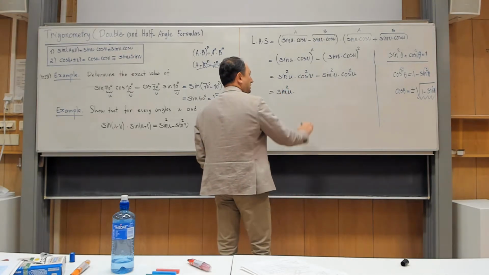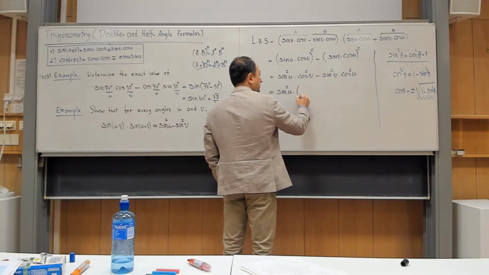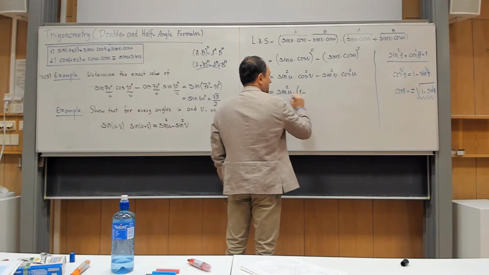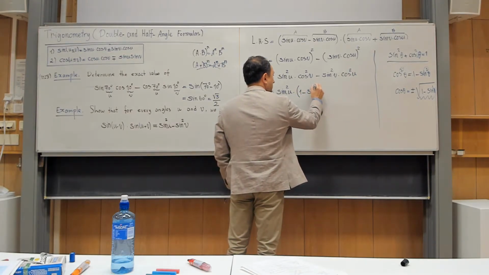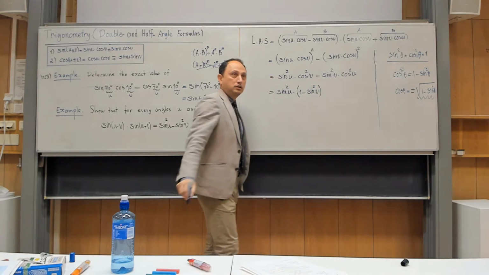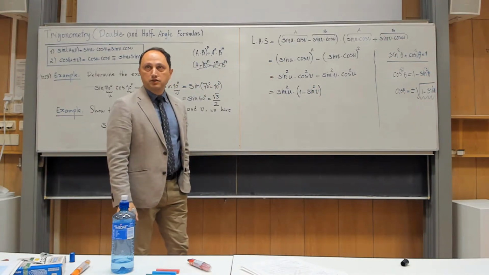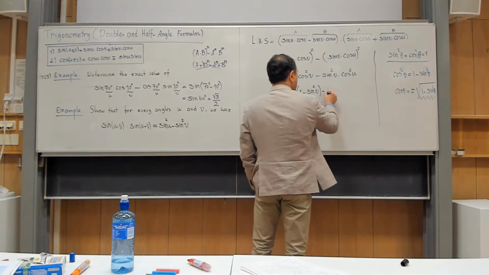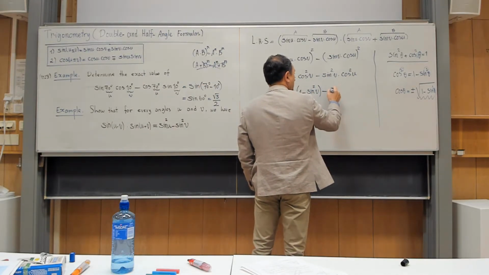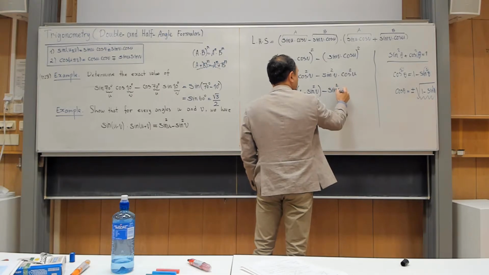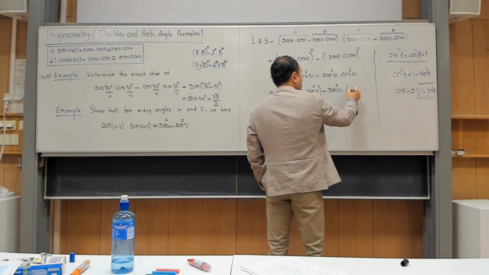Yes, what can I do? Instead of cosine squared v, what can I write? 1 minus sine squared v. Understandable or not? Yes? And then I go minus, do I touch this one? No, I like it. And then, do I touch this? Yes, I hate it.